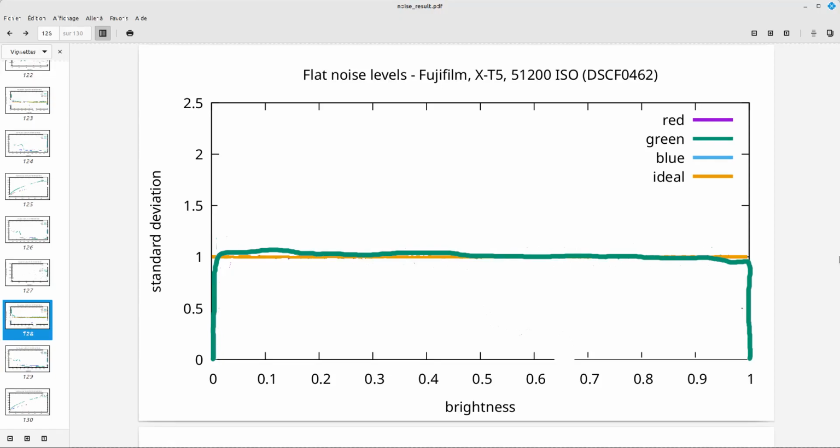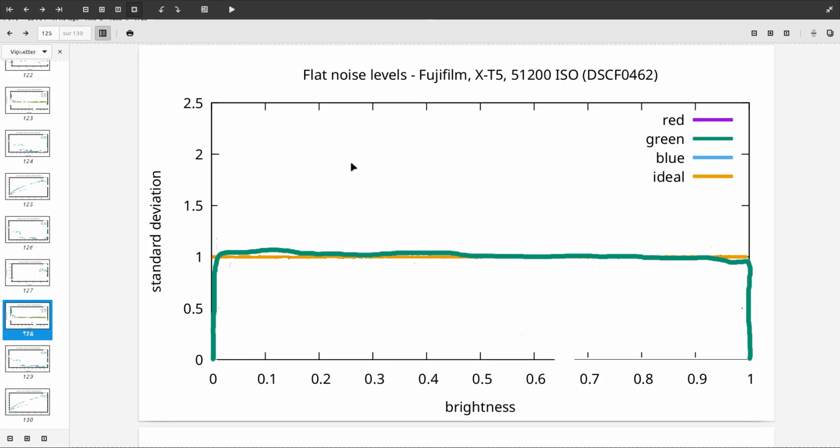Hello everybody, I'm Rofiner, and today we are going to see how to check noise profile. The main thing to check is the flat noise level curves from the noise result PDFs.